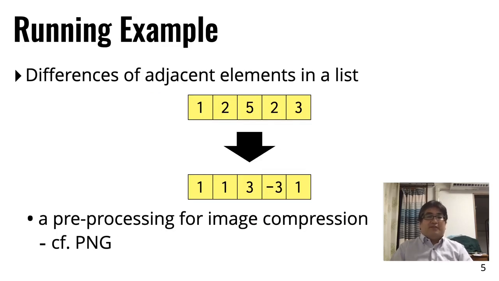Let us start with an example to explain the problem and solution in more detail. Consider a function that computes the difference of adjacent elements in a list. Starting from 0, this function repeatedly computes the difference from the previous element. For example, the difference between 1 and 0 is 1, so it outputs 1, and the difference between 2 and 1 is 1, so it outputs 1, the difference between 5 and 2 is 3, so it outputs 3, and so on. This is a very simple function, but indeed useful. Actually, a variant of this function can be used as a pre-processing for image compression, as found in PNG.